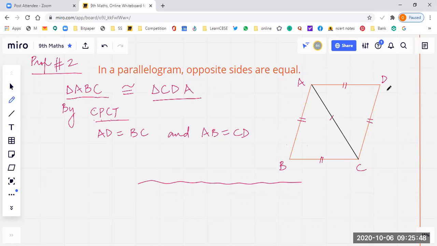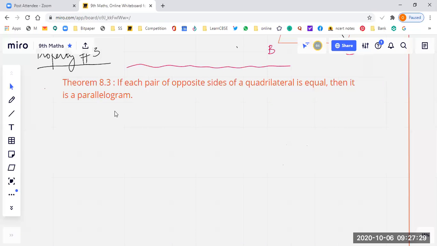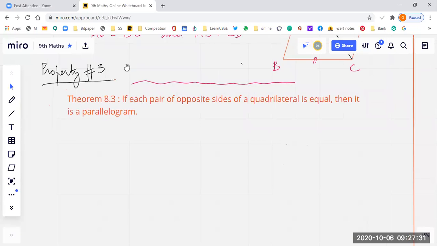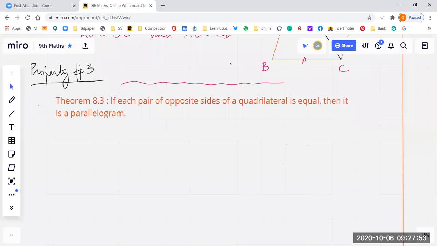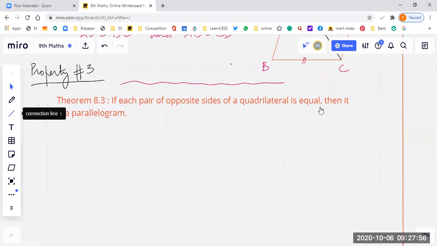All right. So let's discuss the third property. Yes, students, we are discussing the third property of parallelogram. It is in fact a theorem in the Indian textbooks, theorem 8.3. It starts from here. If each pair of opposite sides of a quadrilateral is equal, it says arbitrarily you draw a quadrilateral, let's say any quadrilateral. So let's say this is a quadrilateral.